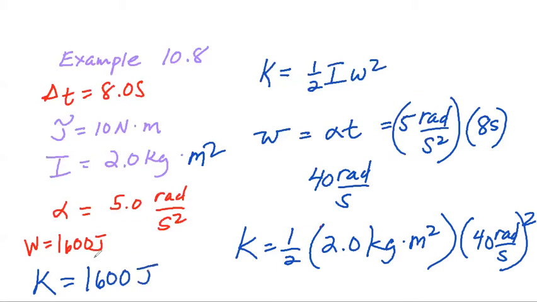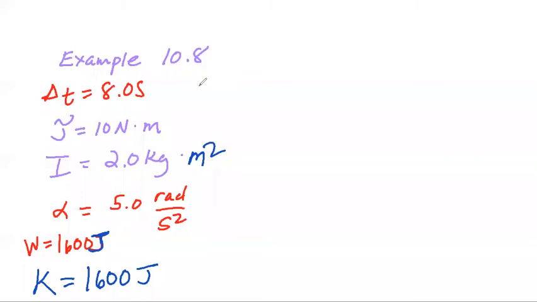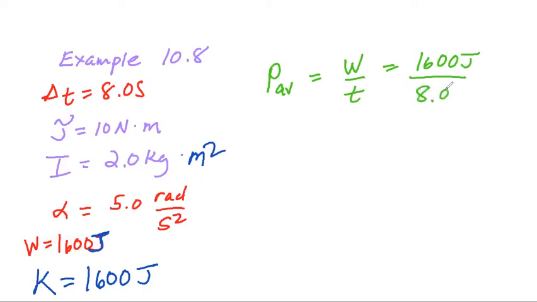And I probably didn't have to even go through that calculation if I were being astute. Anyway, let me clear my board. Now to solve for my power. Average power is going to be equal to work over time. That's 1,600 joules divided by 8.0 seconds, and that's going to be 200 watts. That was 10.8.